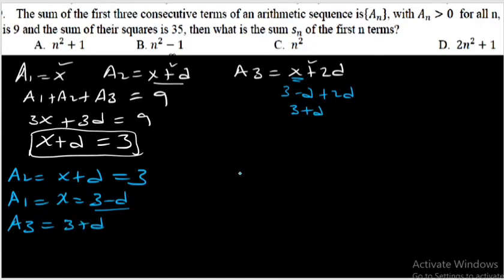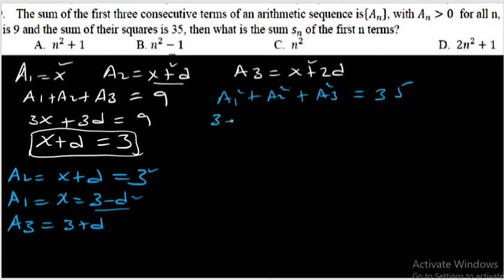3 plus d. Okay, all of them, a1, a2 and a3, are expressed in terms of one variable only. a2 is just a number, a1 contains one variable, 3 minus d, and a3 is 3 plus d. But the sum of the squares, a1 squared plus a2 squared plus a3 squared, is given to us as 35. a1 squared means we will square 3 minus d, plus a2 means 3 squared, plus this 3 plus d squared, that is 35, given again. Let us square.